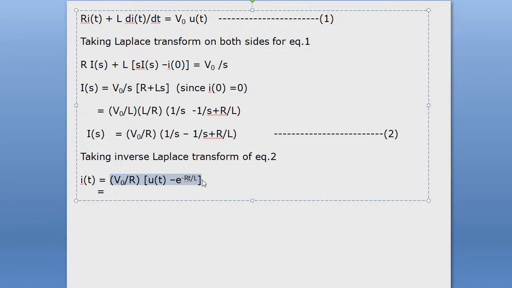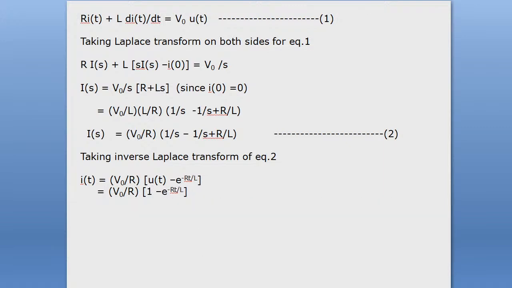Instead of u of t we can write 1. This is the unit step function. Any doubt? How did you derive the final expression? Please repeat.